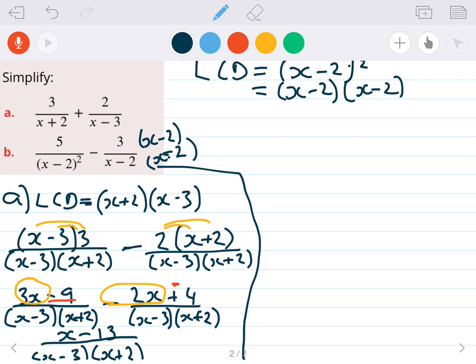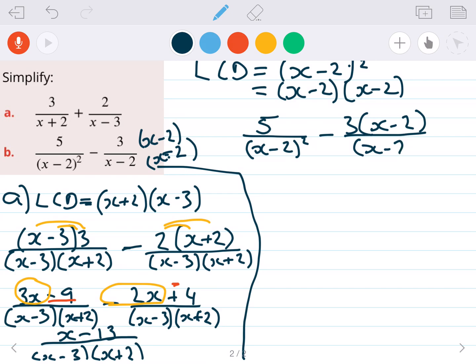So, I'm just going to write this out again, expand our brackets on the second part of the fraction. So, we've got 5 over x minus 2 squared. And this is going to be minus 3 times x minus 2 over, going to be lazy and write x minus 2 squared. So, here we have this one broken out there. Now, the same thing, just as before. Expand out our brackets for this one here. We don't need to do anything for this one, just as yet.